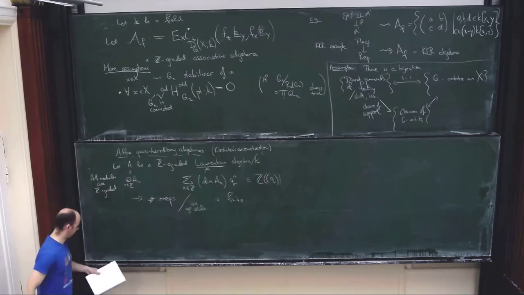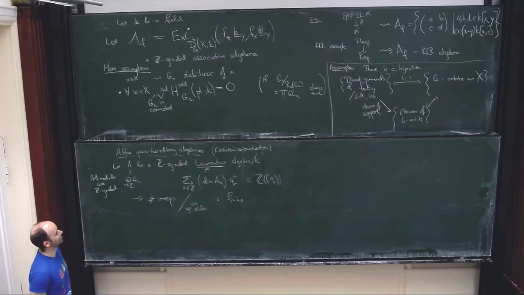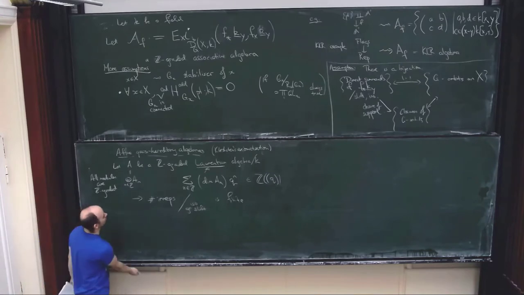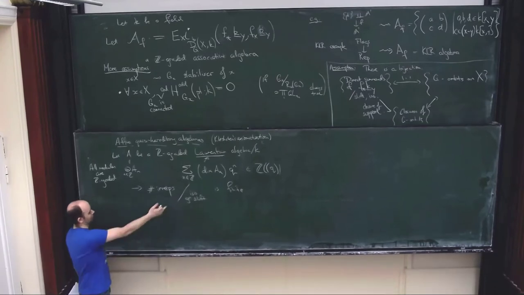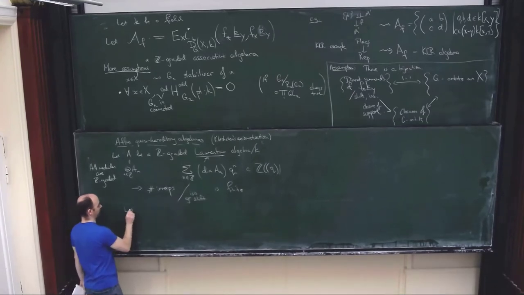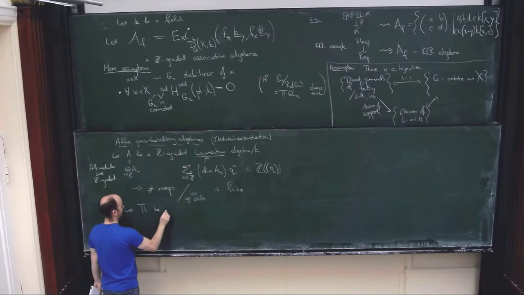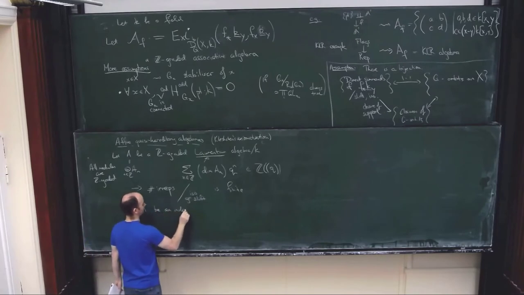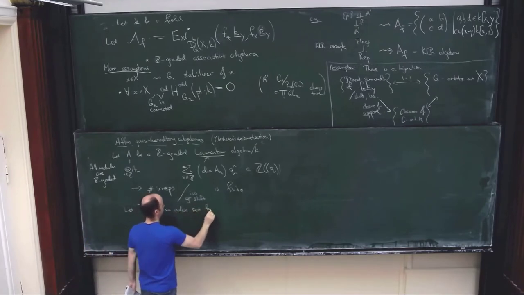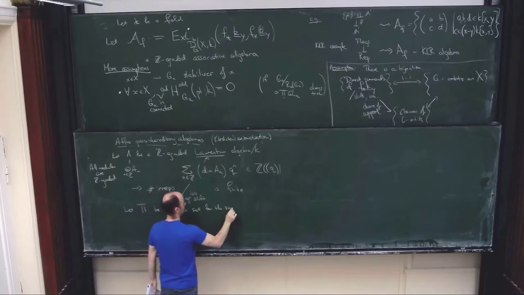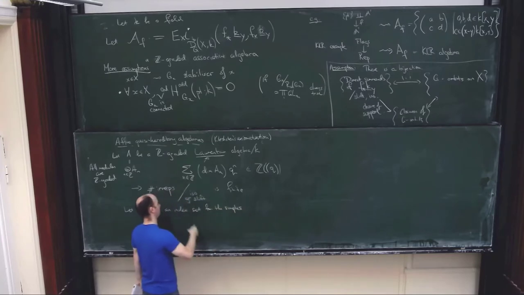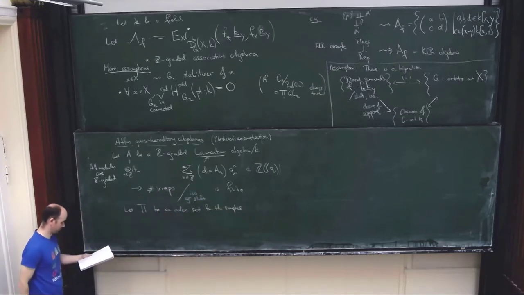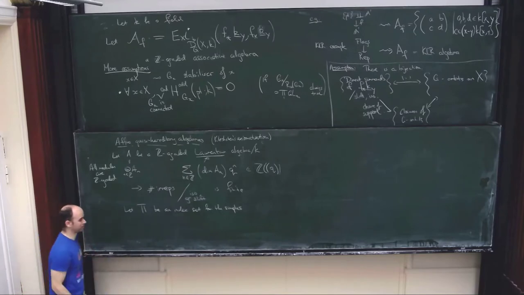We're doing graded representation theory. Otherwise, I think we'd lose some finiteness control. So let's let pi be an index set for the simples. This is the set of irreducibles up to grading shift.